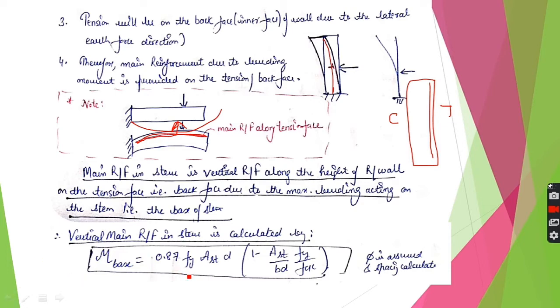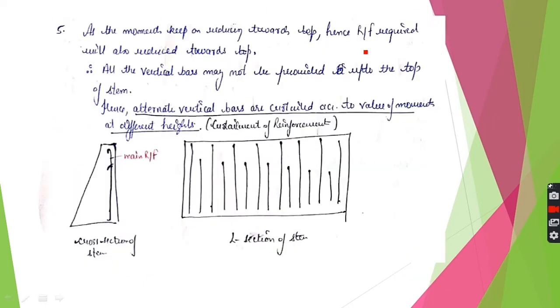This formula you have studied many times. Here M base is the maximum moment acting at the fixed end. From this you will calculate the value of AST, then you assume phi, that is the diameter of the main bar, and calculate the spacing. So I will show you how this reinforcement will look.